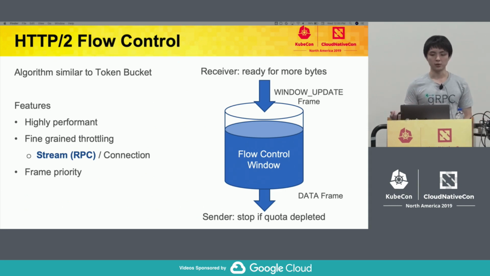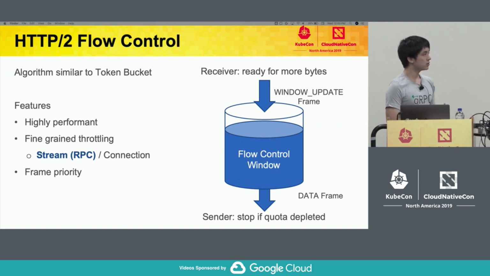On the other hand, the receiver can replenish tokens by sending window update frames, which effectively means I'm ready to read more bytes. As you can see here, this algorithm is highly performant because for most of the time, the sender is not blocked by flow control, and it can send at its full capacity. Also, HTTP2 provides fine-grained throttling, which enables per-stream flow control and per-connection flow control. And the most important feature of this algorithm is the per-stream flow control, which enables the receiver to push back on the misbehaving RPC instead of all of them.